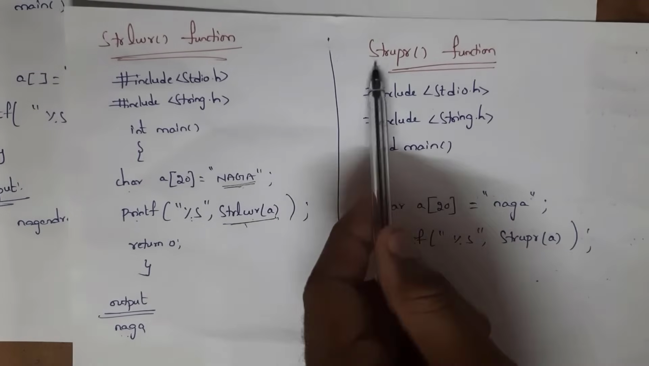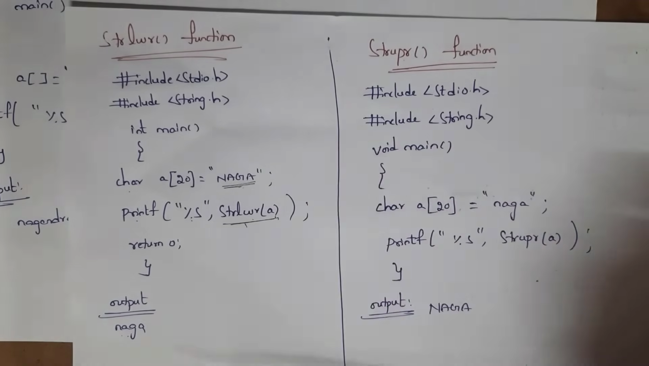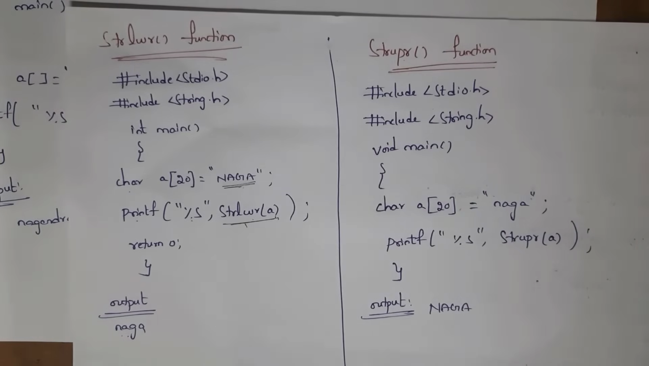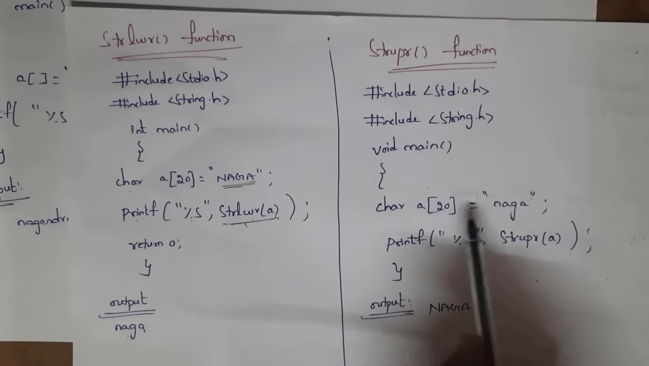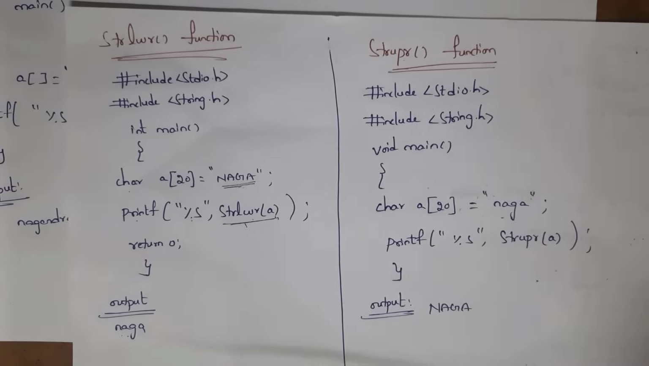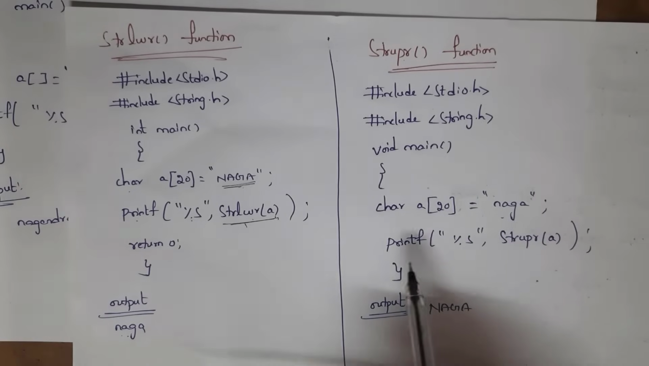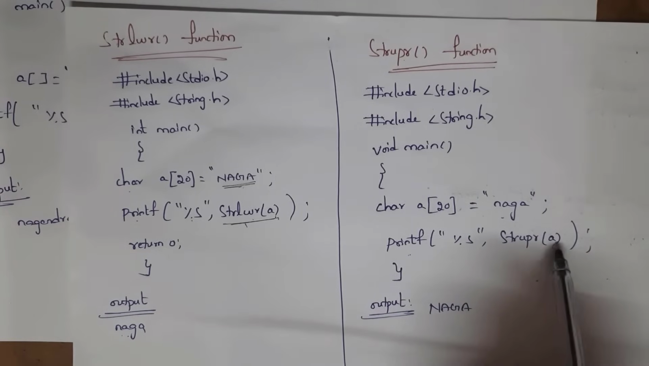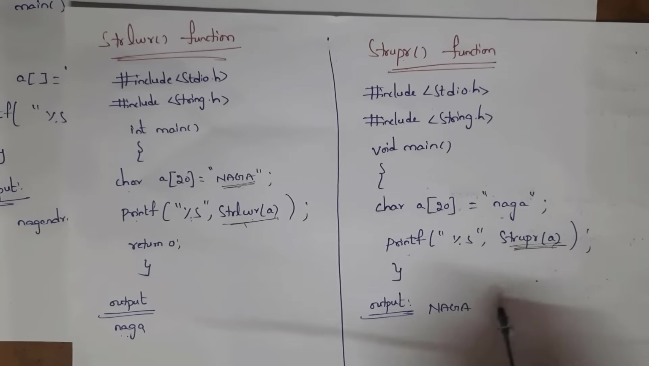And next one is strupr. This is opposite to lower. Strupr stands for string upper function. For example, if you want to convert string to uppercase, then you need to use strupr. Here I written character A of 20 equal to Naga, which is in lowercase. Now I want to convert this Naga to capital letters. So for that I need to write printf %s comma strupr of A. By writing this strupr of A, I will get output as NAGA, which is in capital letters.